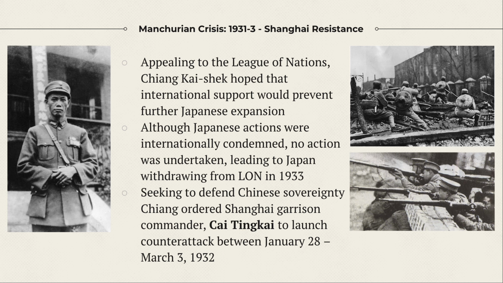So seeking to defend Chinese sovereignty, Chiang ordered the Shanghai garrison commander, you can see him there, Cai Tingkai, to launch a counterattack between January and March 1932. At least these soldiers are quite capable, and so they do put up a bit of resistance. We're going to see 20,000 troops to support the launch naval bombardment in Shanghai. 15,000 of the Chinese defenders are killed, compared to only 2,000. So the Chinese are really fighting to every man in order to defend Shanghai.